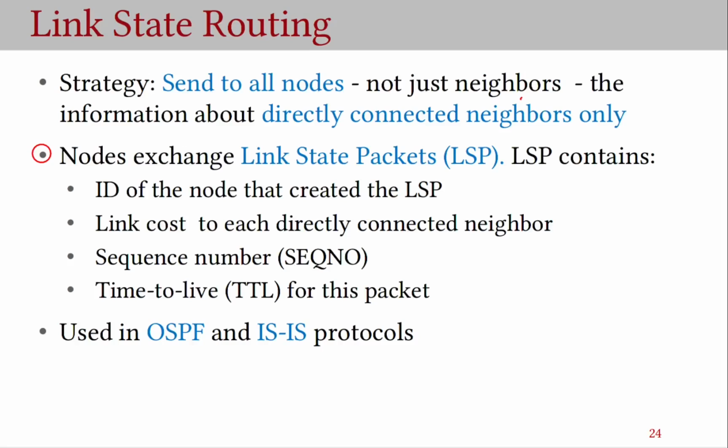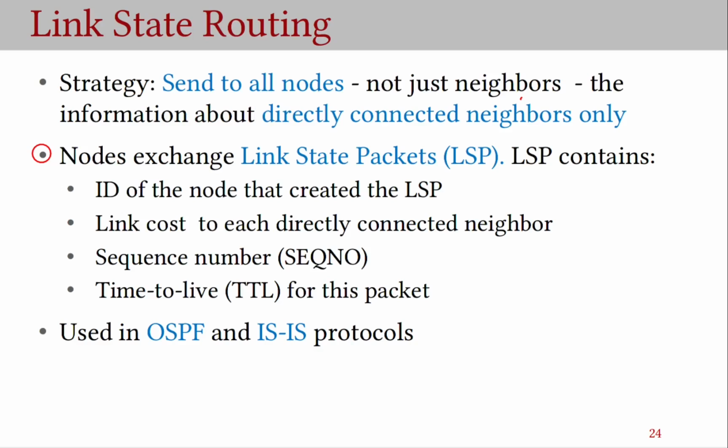Some of you might have recognized a problem with the strategy that is used in link state routing. The strategy says that we send these link state packets to all the nodes. So there is a little bit of a chicken and egg problem. We are trying to figure out routes to the nodes, and we are saying that we don't know the routes, but we want to send to all the nodes. So how is it done?